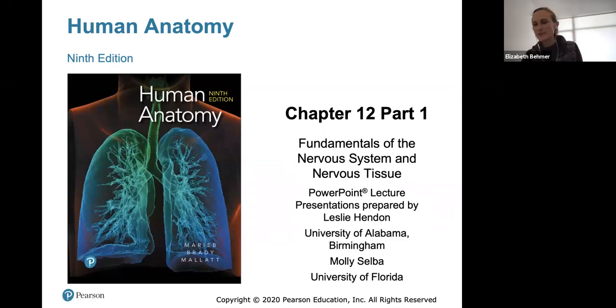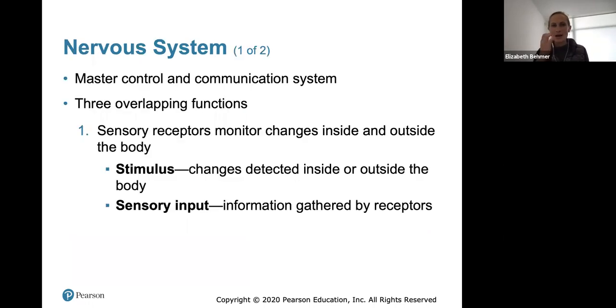Hi class, so this is chapter 12, which will be on an introduction to the nervous system, and this will be the final chapter in this module 3. This module 3 is a little lighter on the lecture chapters to give you some time to figure out dissections, get into your groups, and learn all those muscles. So here we are in chapter 12, an intro to the nervous system.